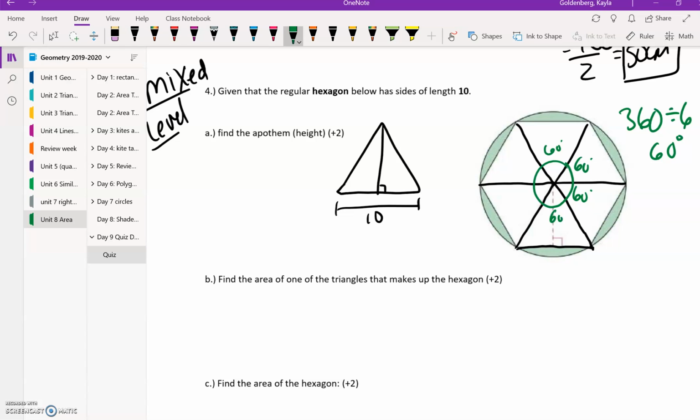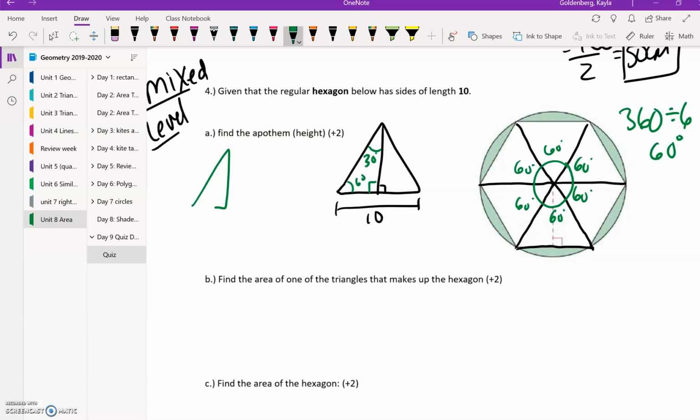Remember, this does not work for all polygons. If I had a pentagon and divided by 5, I would get something different from 60 degrees. So I want you guys to always think about, like, can I use this trick? Yes or no? And what I'm referring to by the trick is if my upper angle was 60 degrees, I've now cut that in half. So really, this is going to become 30 degrees, which makes this a 30, 60, 90 triangle.